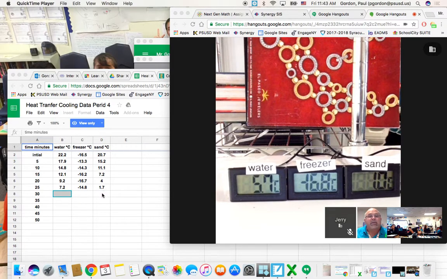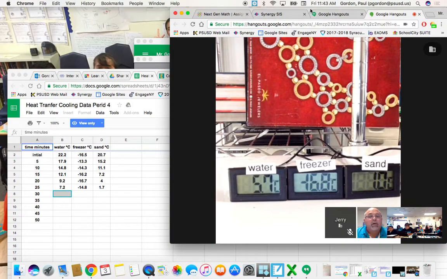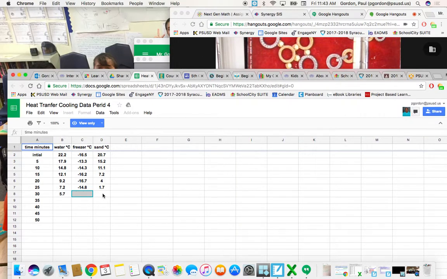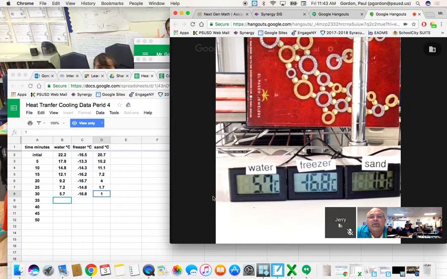So we got 5.7. We've got negative 16.8. And we've got 1.0. So after 30 minutes, from 22.2 degrees Celsius all the way down to 5.7 degrees Celsius, the freezer started at negative 16.5. And I opened the door and that warmed it up. And now that the freezer's closed, and then sand is all the way down to 1.